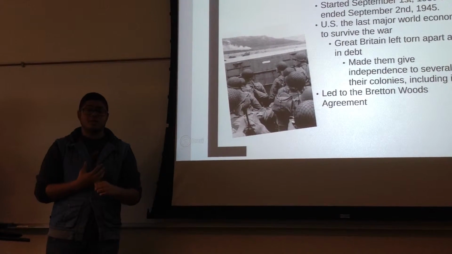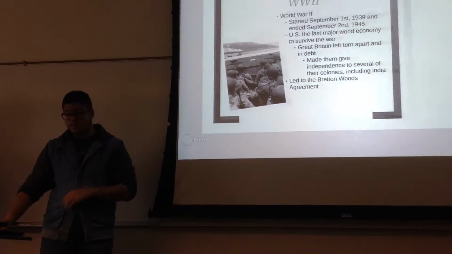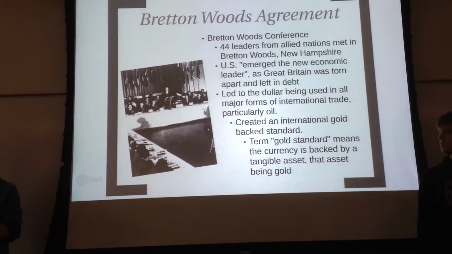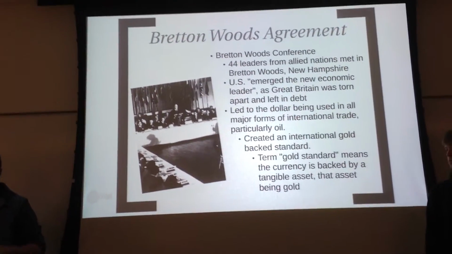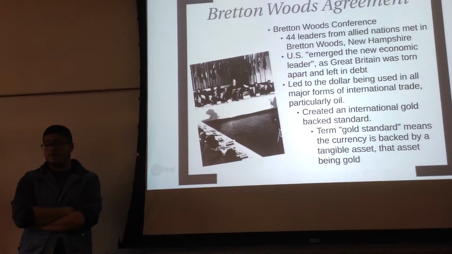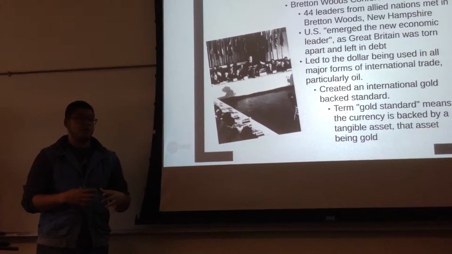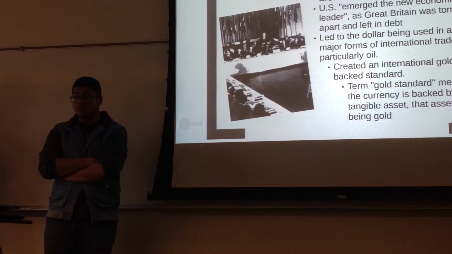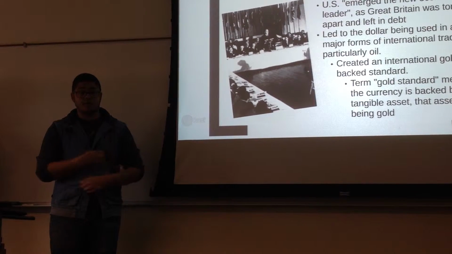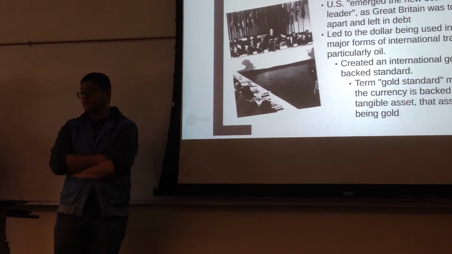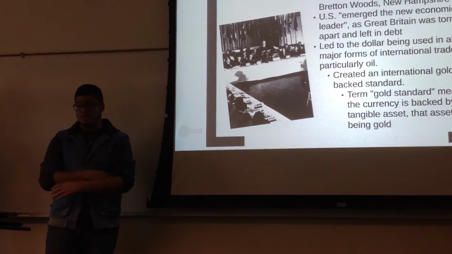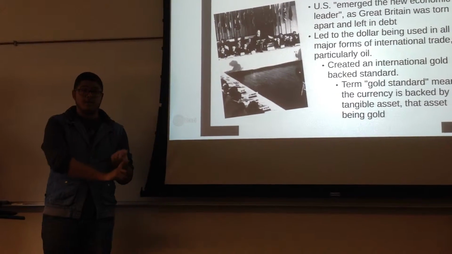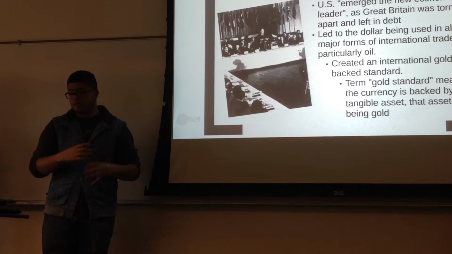The aftermath of World War II led to the Bretton Woods Conference, which led to the Bretton Woods Agreement. The Bretton Woods Conference was where 44 leaders from the Allied nations met in Bretton Woods, New Hampshire, hence the name. It was basically just to discuss who the new major world power would be. And the U.S. emerged as the new economic leader, as I said before, because Great Britain, the previous economic leader, was left in tatters. And this led to the U.S. dollar being used in all major forms of international trade, particularly oil. And we'll talk about oil a little later and how that whole system was created.